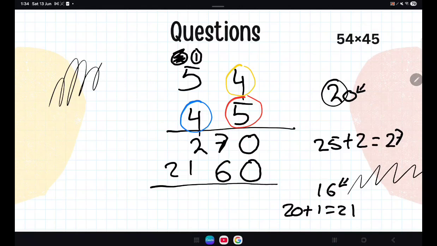Now we have to add together, 0 add 0, 0, 7 add 6 is 13, 2 add 1 would be 3, add the 1 would be 4, and then 2 add nothing would be 2. And that is our answer.